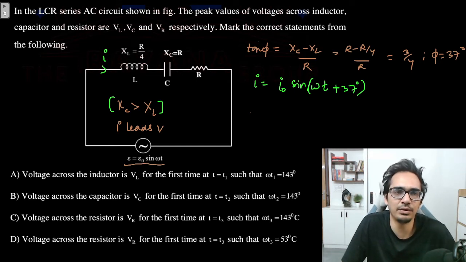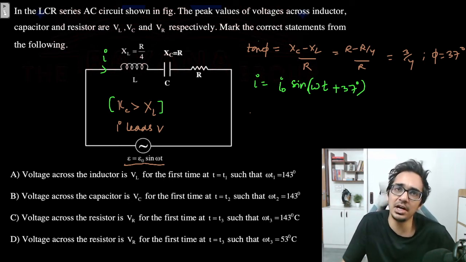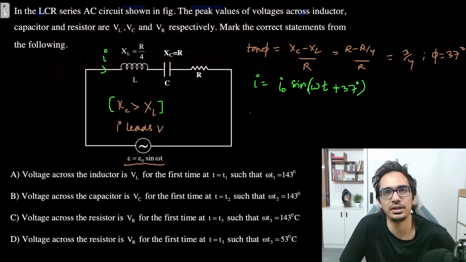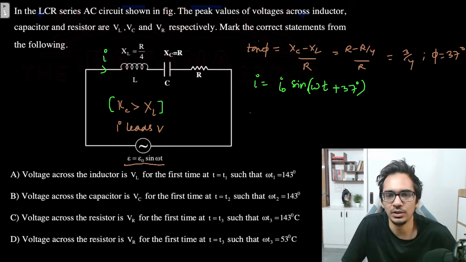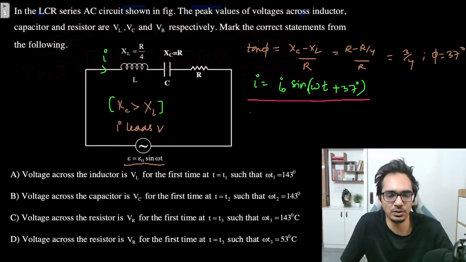Now we have to find the time when the voltage across the inductor is maximum, the voltage across the capacitor is maximum, and the voltage across the resistor is maximum. For that we have to know how to write the equation for the voltage across the inductor, capacitor and resistance at any time t. So now the concept comes. After this, only those students whose concepts are clear can solve this. Now what can you do to find the voltage across the inductor, the capacitor and so on?